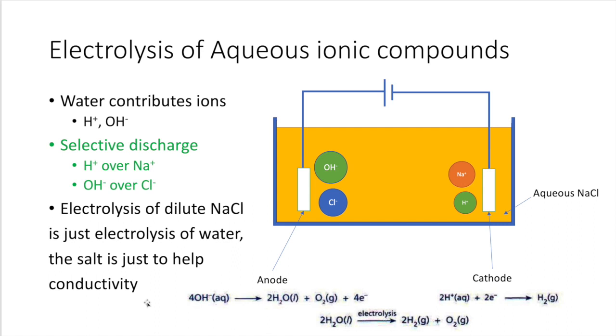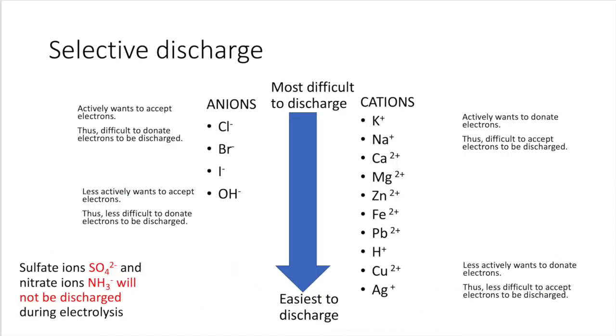Because there is more than one ion going to a particular electrode, an understanding of selective discharge is required. How does that work? For the cations, it is quite easy. It's just the reactivity series. The more unreactive the metal is, the easier it is to be discharged in the electrolysis.